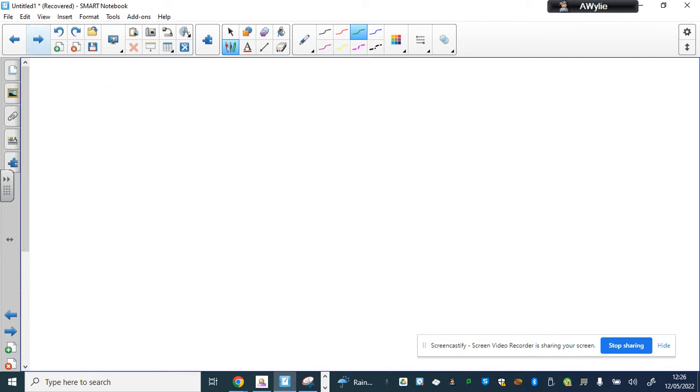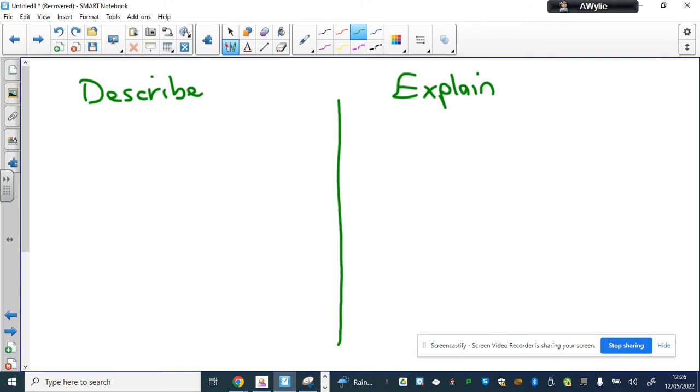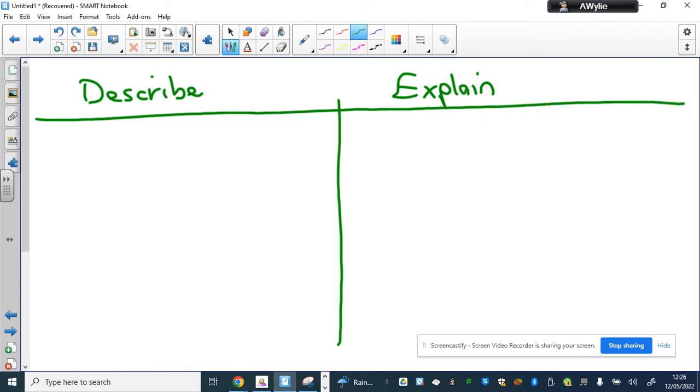So we want to do two things. We want to describe the weather in A, B, and C, and we want to explain the weather in A, B, and C. Okay? And I'm just going to create a little table on my flashcard. Okay? And I'm going to write down A, B, C. And you want to set up your card just the same.